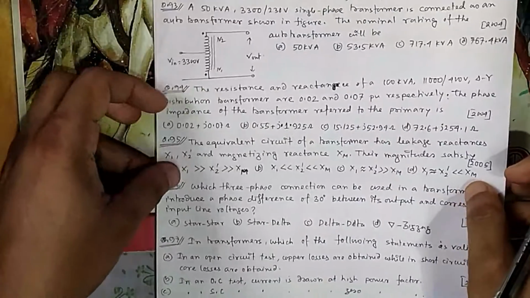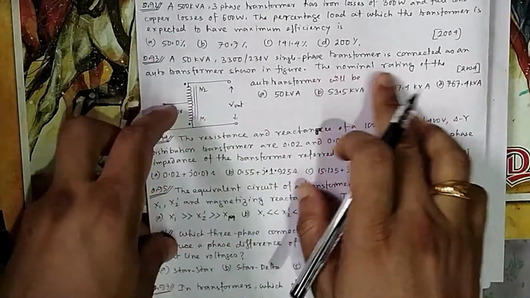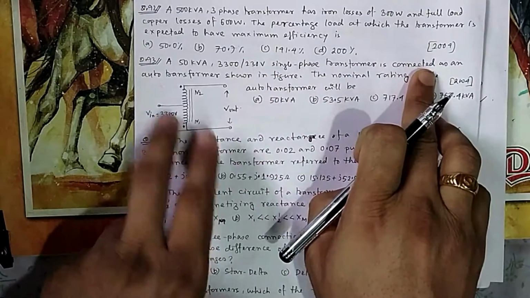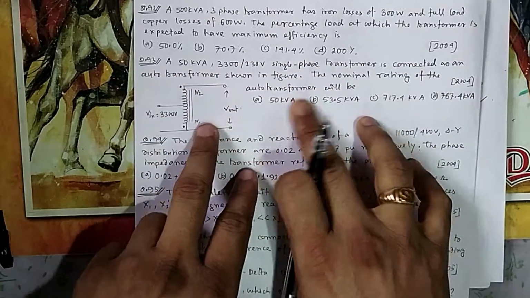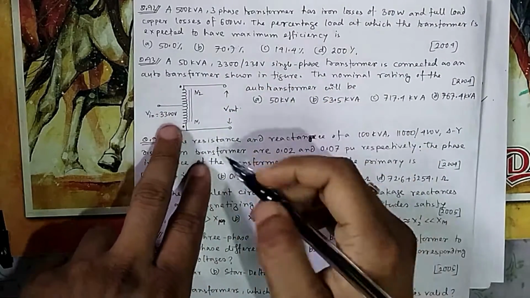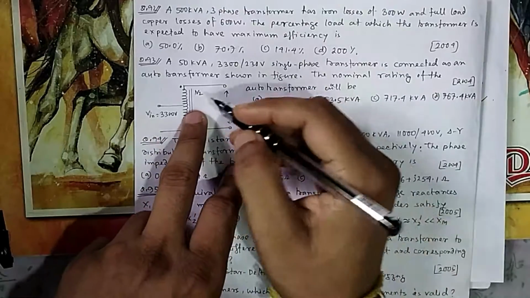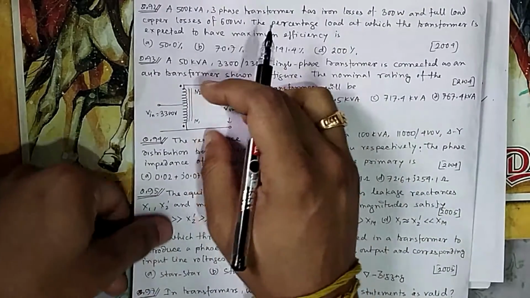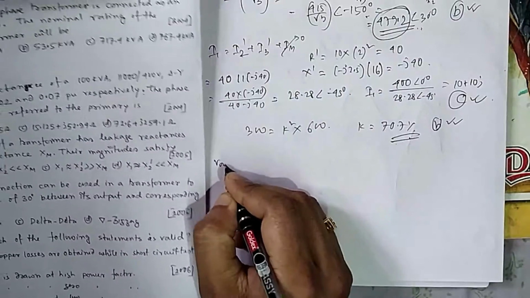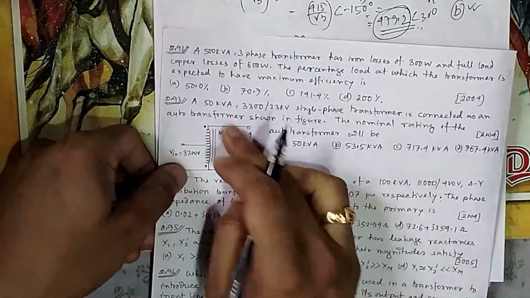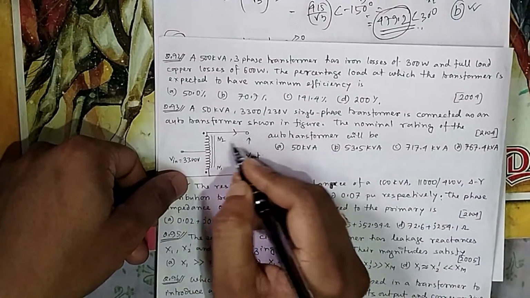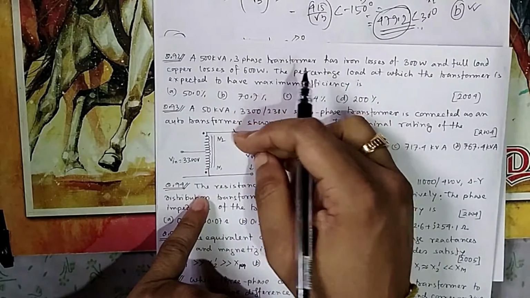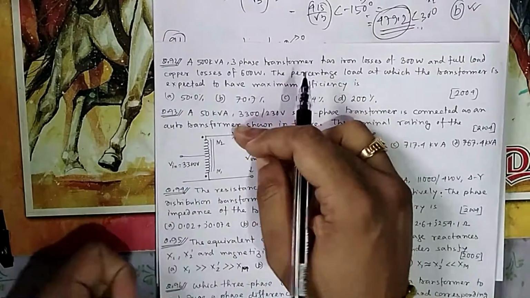So if you come to 93, this auto transformer we have already seen, they have connected in this way. A 3300/230 volt single phase transformer is connected as an auto transformer, the nominal rating of the auto transformer. So this is 3300, so obviously this will be 230. So what is the total V out? You can do it either from this side or this side. This side it is easy because this current will be I2. So if you know this terminal voltage and terminal current, V into I will be your output.